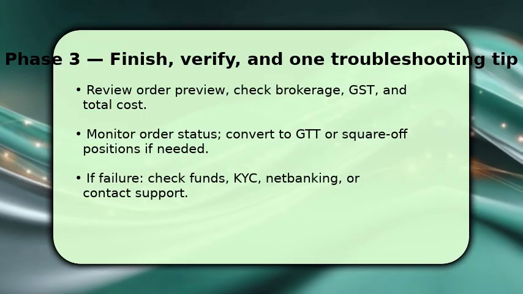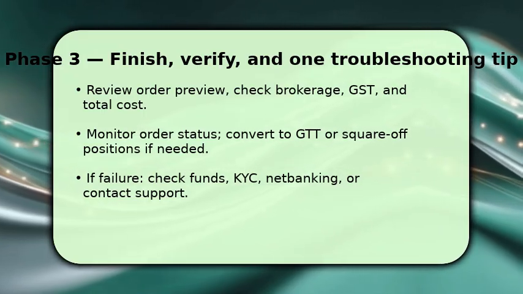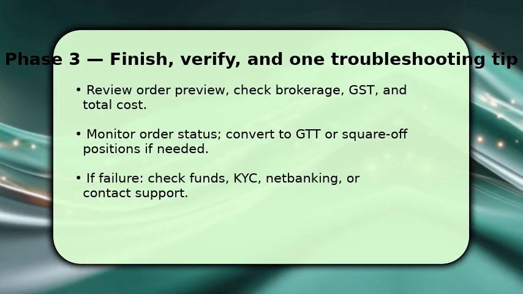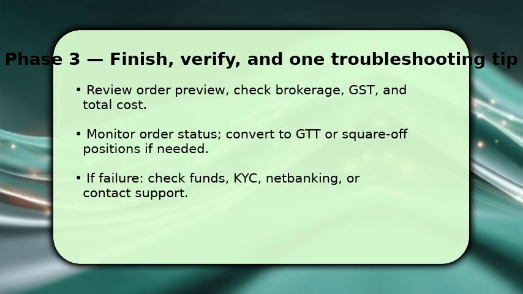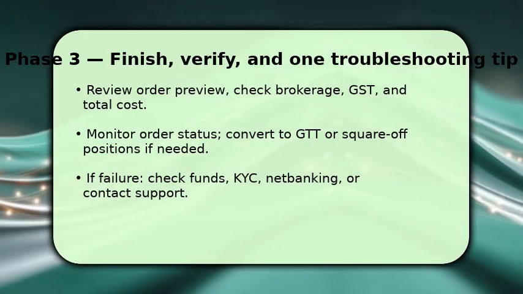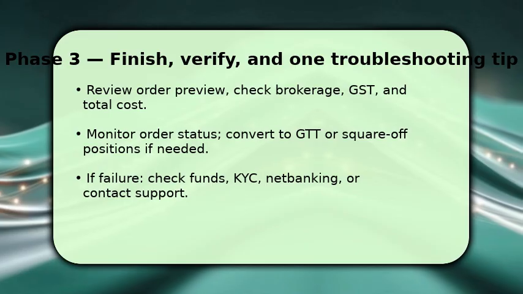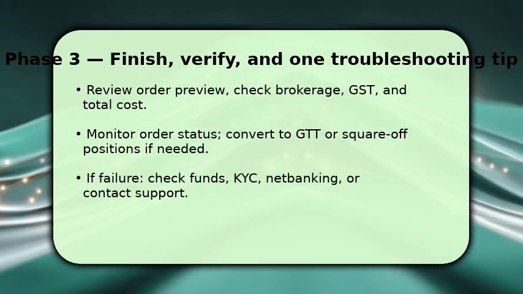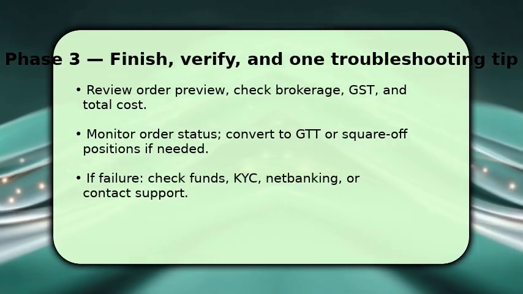If you want recurring buys, use GTT or scheduled SIP features. If something goes wrong, a failed order or payment, make sure funds cleared, KYC is verified, and net banking or UPI was successful. If not, contact Upstox support with your order ID for quick resolution.